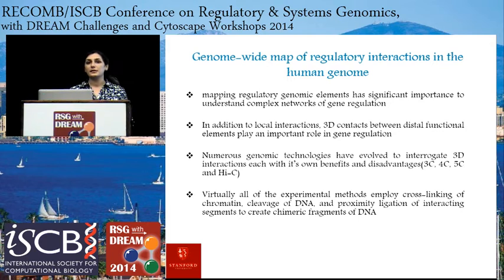Virtually all of the experimental methods are based on cross-linking the chromatin, shearing the chromatin either with sonication or using a restriction enzyme, and cleavage of the DNA, and then proximity ligation to make a chimeric fragment of DNA, and then aligning it back to the genome to find the interaction between two parts of the DNA.